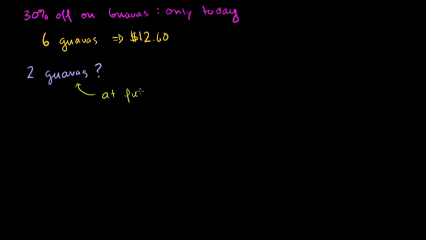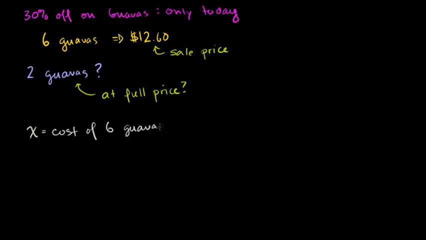A good place to start is to think about how much those 6 guavas would have cost us at full price. This is the sale price right here. How much would those have cost me at full price? So let's do a little bit of algebra here. Let's say that x is equal to the cost of 6 guavas at full price. Essentially, if we take 30% off of this, we should get $12.60.